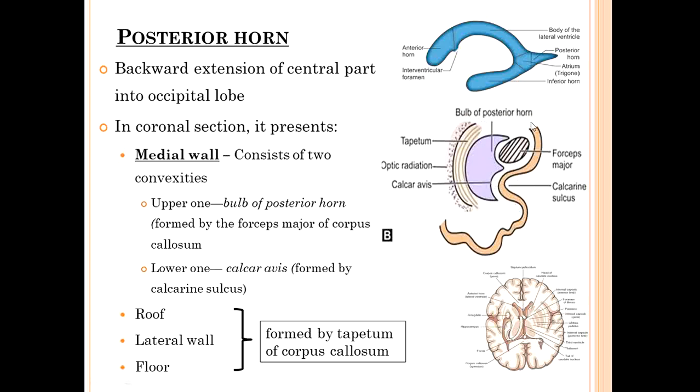Now here is the roof, here is the lateral wall, here is the floor. They are all formed by the tapetum. The tapetum are the fibers passing through the corpus callosum. This is the posterior horn. Again I am showing, this is the posterior horn. It is a backward extension into the occipital lobe.